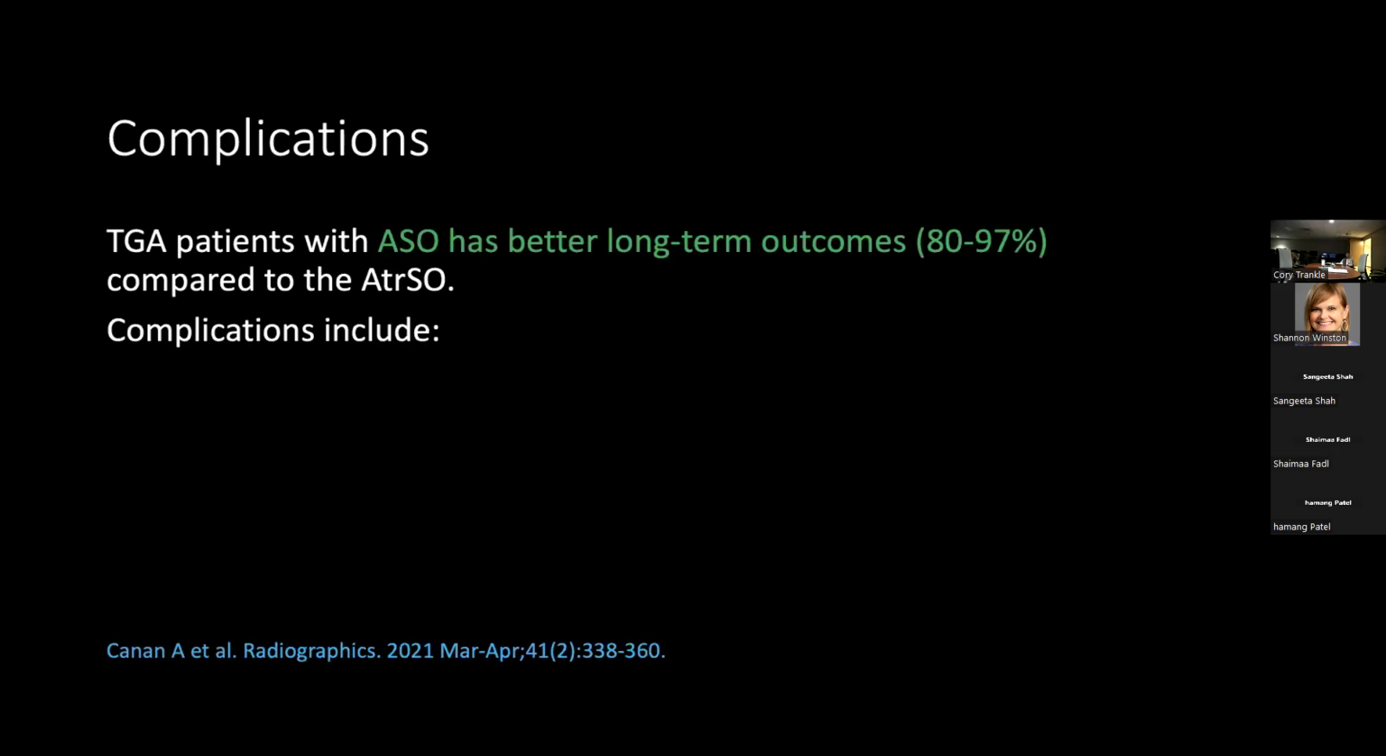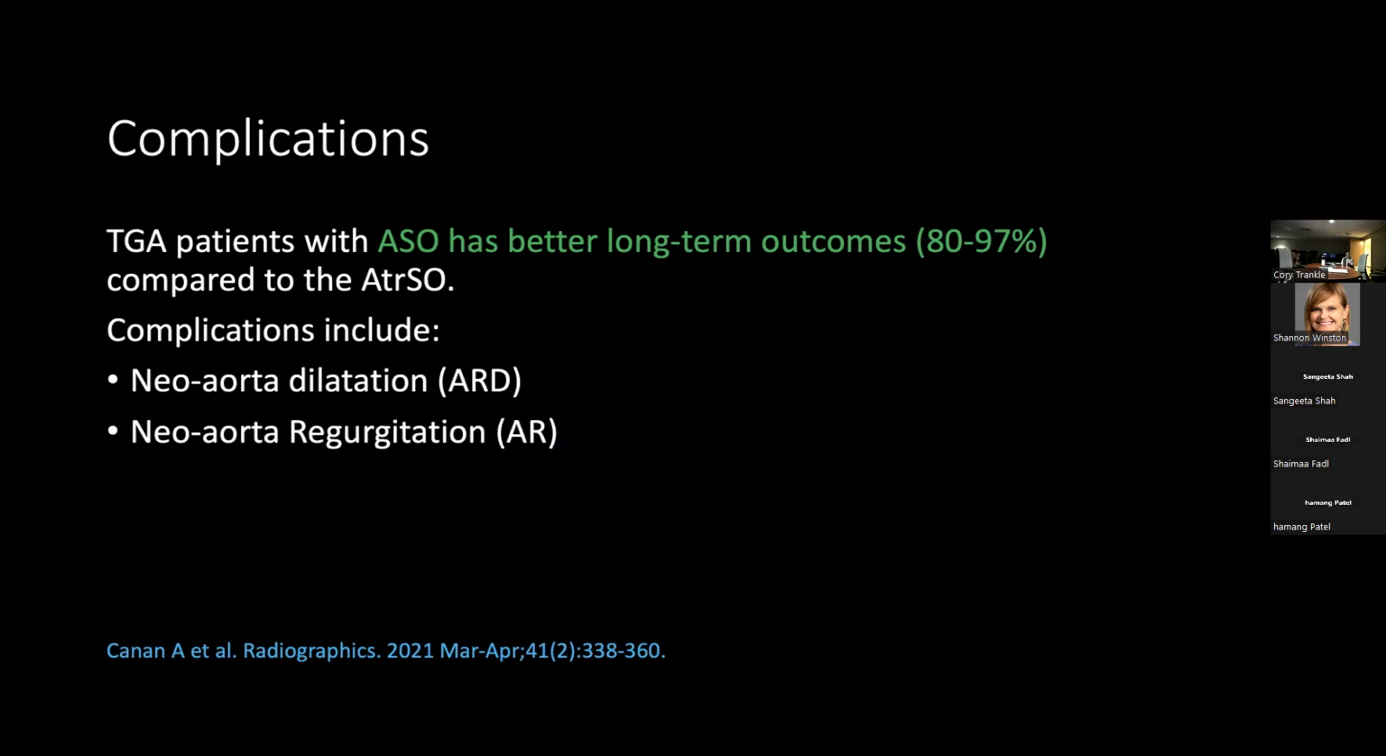Patients with arterial switch procedure have better long-term outcomes, like 80 to 97%, compared to the atrial switch. But you still can come across some complications, including the new aorta dilation. The theory behind it is that there is maladaptation of the new aorta root to the systemic pressure, so maybe dilation. This is one of the theories.